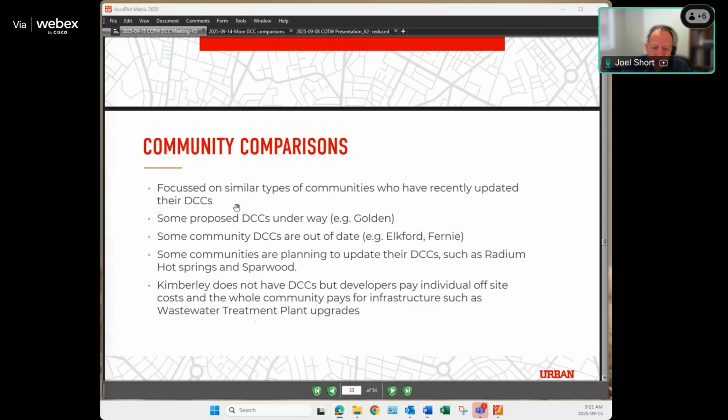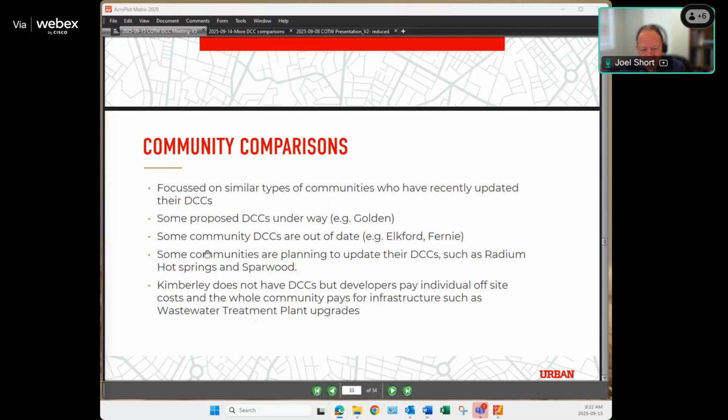We did focus on communities that have recently updated their DCCs in the last year or so. There are some proposed DCCs, like Golden, that are in there. They're updating theirs right now. There are some communities that we didn't include, although I do have some of them in the broader comparison, because they're just out of date. They've been done years and years ago, like Fernie's from 2015. I think Elkford's is from like the 80s. Some communities are planning to update their DCCs, like Radium Hot Springs, and I think Sparwood is considering DCCs. And Kimberley, for example, doesn't have DCCs, but developers have to pay individual off-site costs.